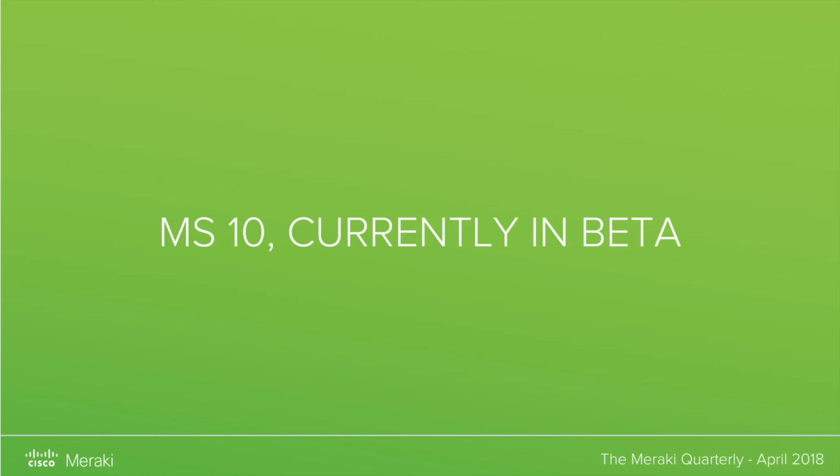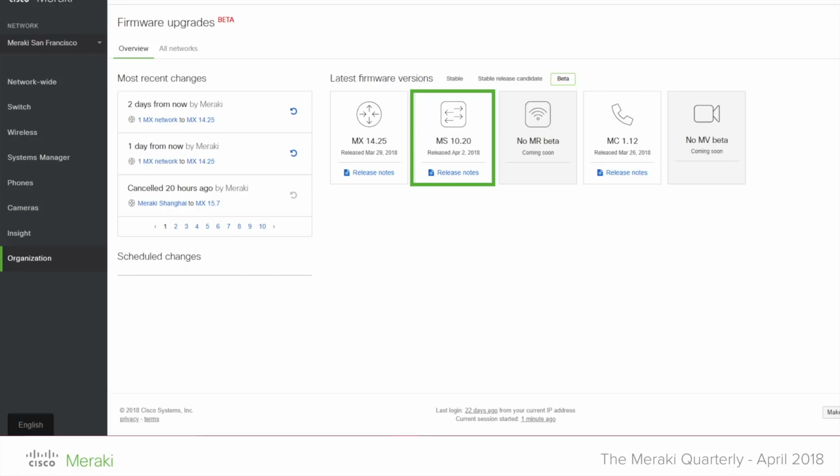So MS10 is currently in beta, and this is actually a firmware you can upgrade your switches to today. Just from our new firmware upgrade page that we launched last year. Really, you can see the betas for all our products as well as the firmware available to you. Just go to Organization Firmware Upgrades, and you can upgrade your network to our latest beta to use all those features as well as hopefully protect your network there with the extra resiliency we've included in our MS10 release.